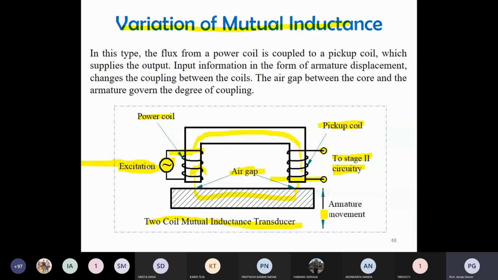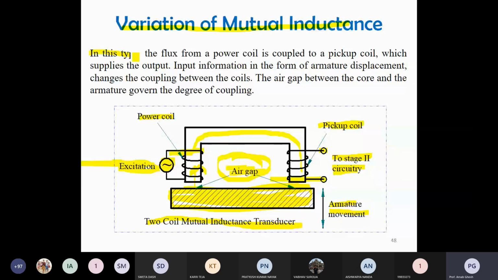Here, if the pressure is different, the armature is moving. If the armature is moving, definitely that air gap will be varying. If the air gap is changing, what happens? The meter reading will be different. So by this method you can find out that value with the variations, using the mutual inductance transducer.